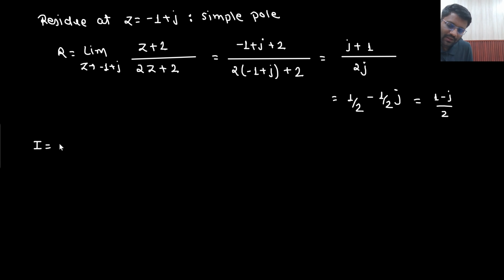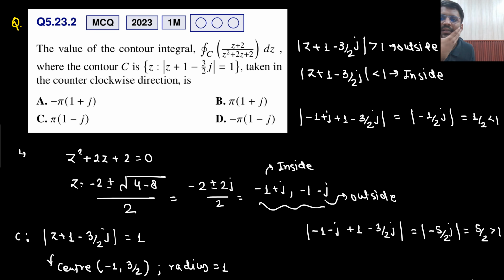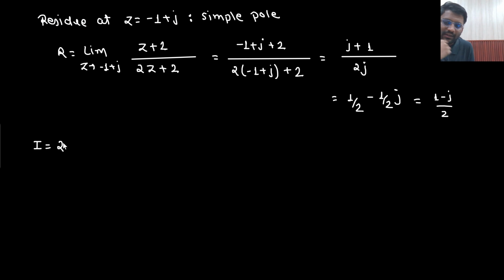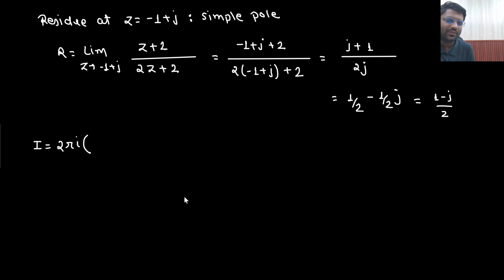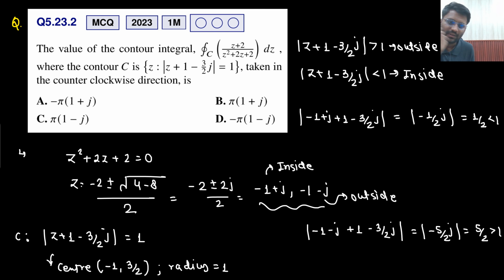So your integral would be nothing but encirclement given, counterclockwise given, right? Counterclockwise. So 2 pi iota. Only one residue is there because this is lying outside only. I don't need to care about it. So only one residue is there. That is 1 minus j divided by 2. 2 and 2 get cancelled out. Pi iota into 1 minus iota.